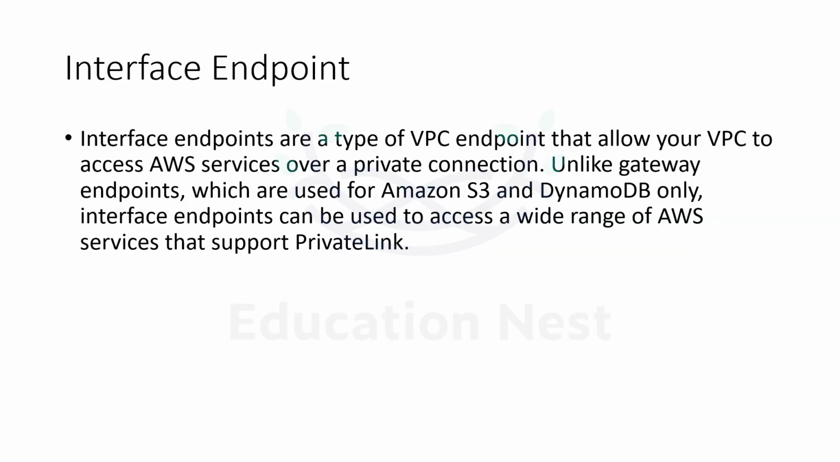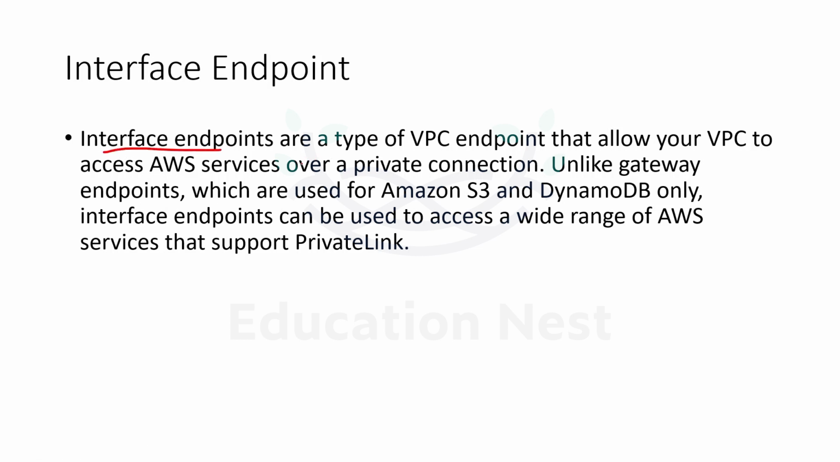So we know that the gateway endpoint would only work for S3 and DynamoDB, right? But what if I want to connect to other AWS services like SNS, SQS, or Lambda? In that case, we have to use the interface endpoints.